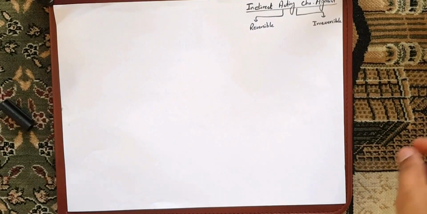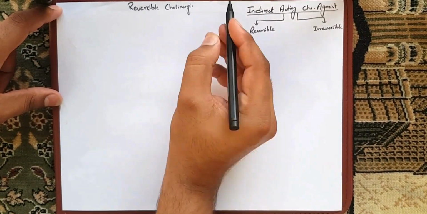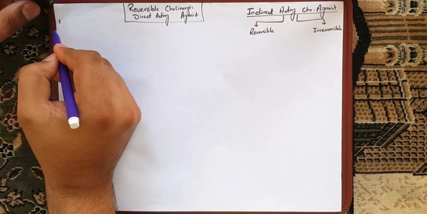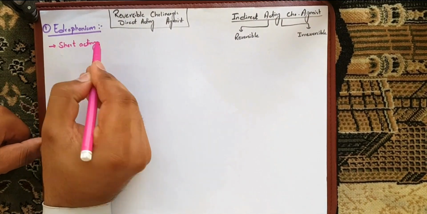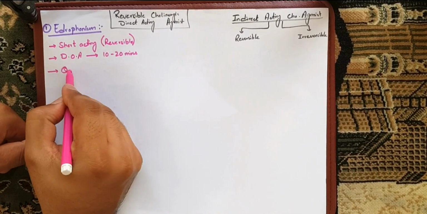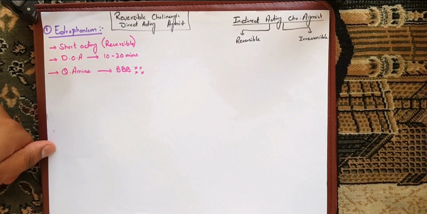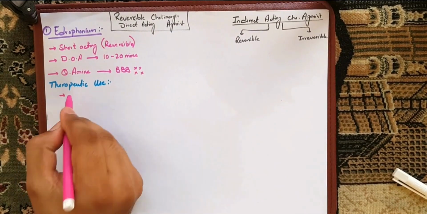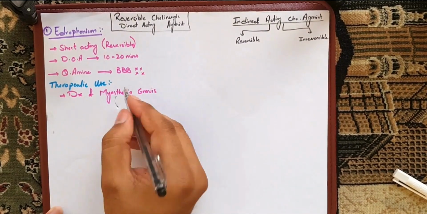Indirect acting cholinergic agonists are those agonists which do not directly act on the receptors but inhibit the acetylcholinesterase enzyme for indefinite time. The reversible ones include edrophonium. Edrophonium is a short acting indirect agonist. It means that it could be reversed, and the duration of action is 10 to 20 minutes. The drug is a quaternary amine, which means that it cannot cross the blood-brain barrier. The therapeutic use is that it could be used for the diagnosis of myasthenia gravis.